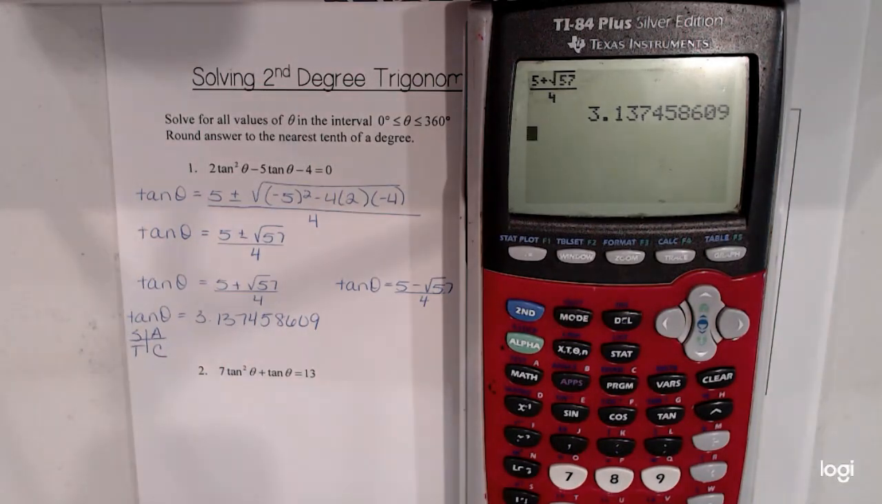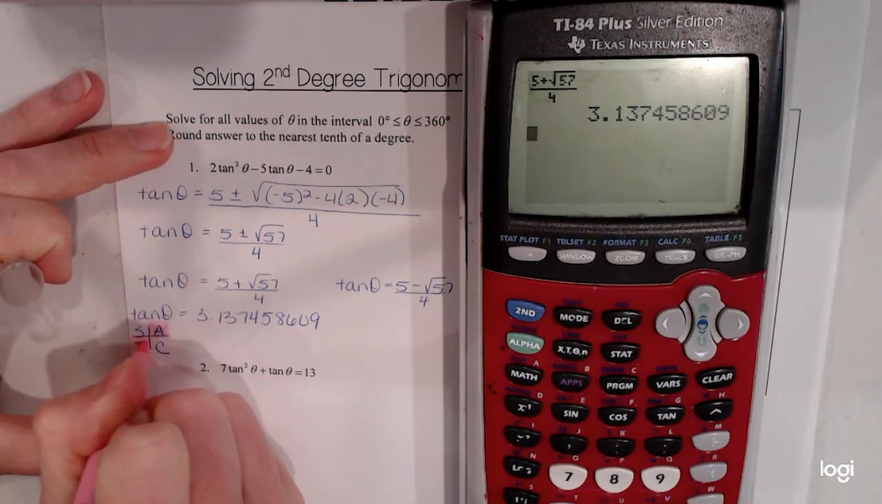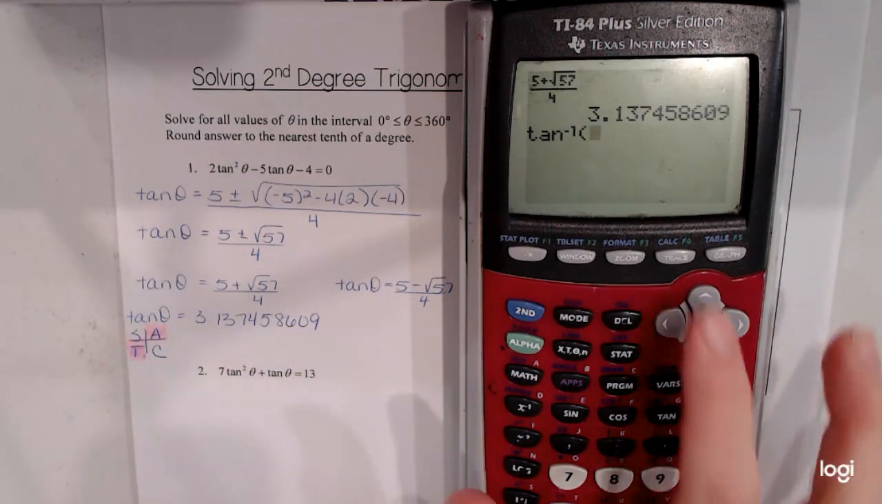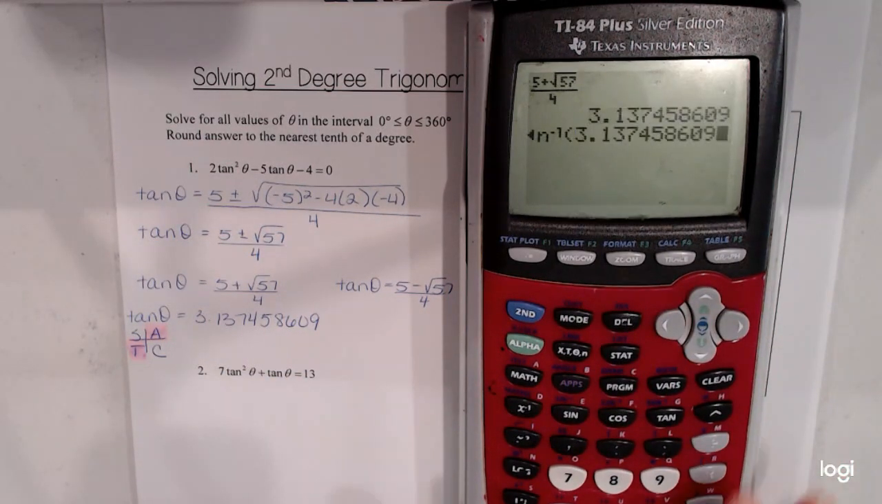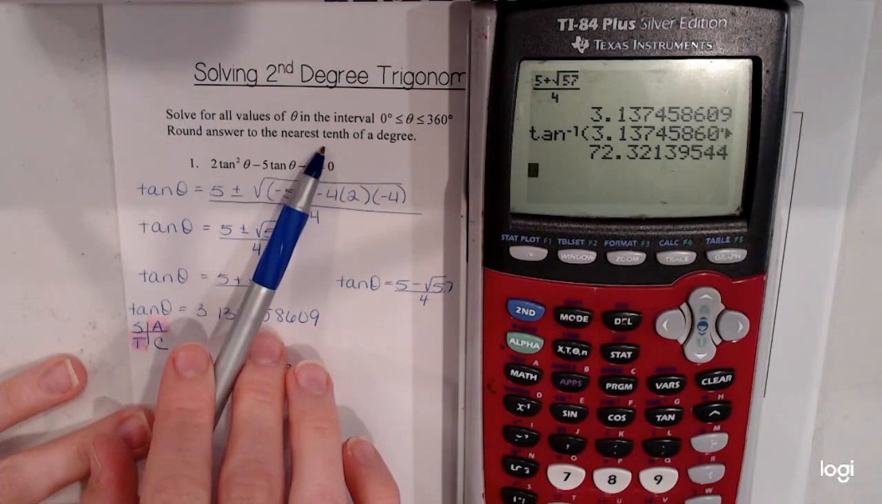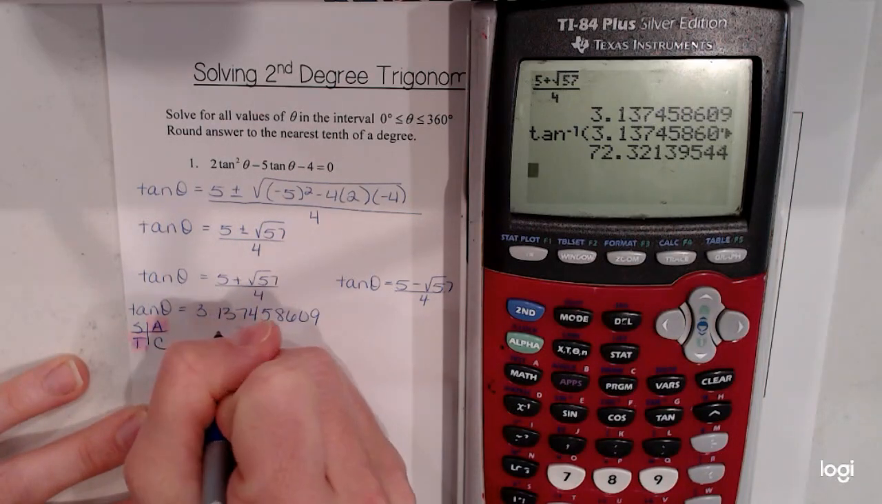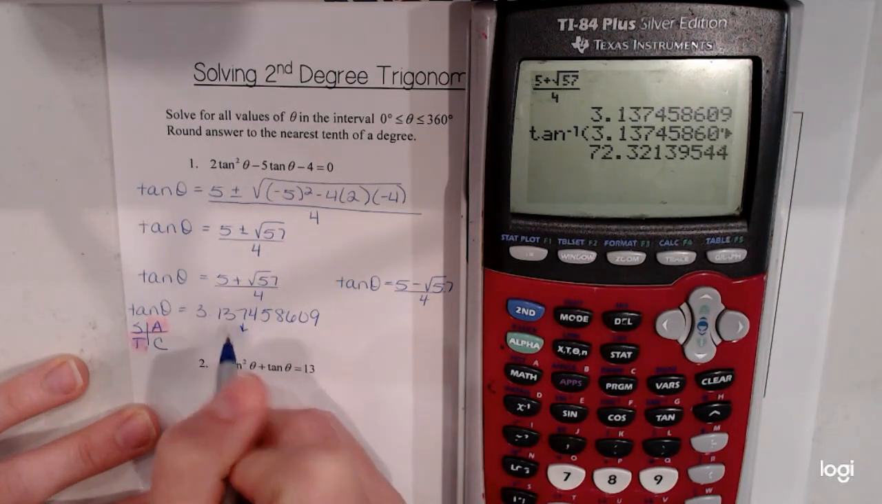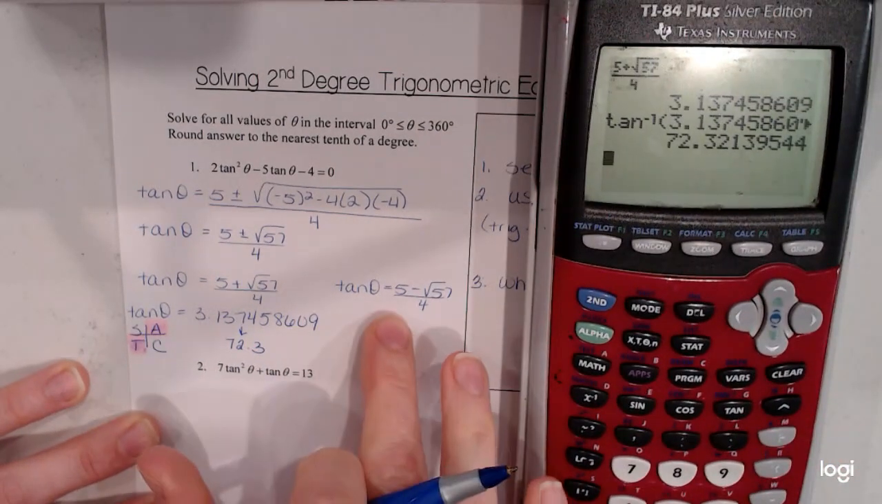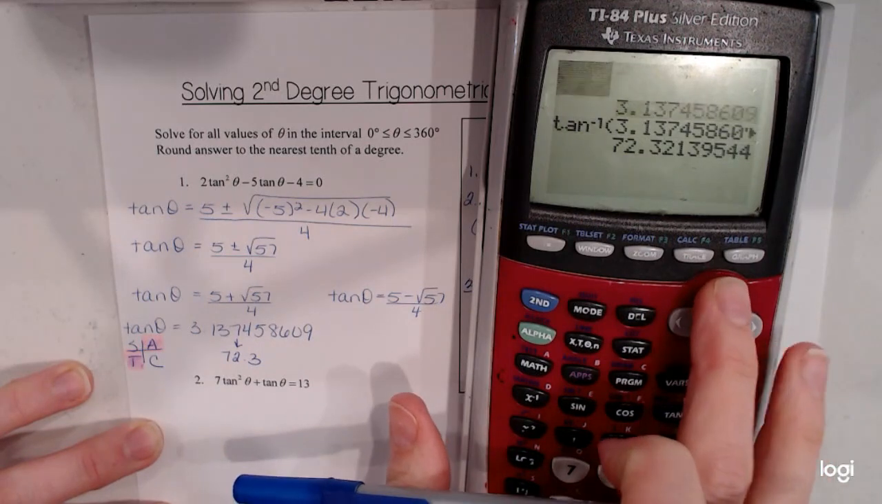So the 3, okay, is positive, and the function for tangent is positive in quadrants 1 and 3. To figure out what the reference angle is, it's secant tangent of that answer, and you're asked here to round to the nearest tenth of a degree. So the reference angle that we get here is 72.3 degrees.